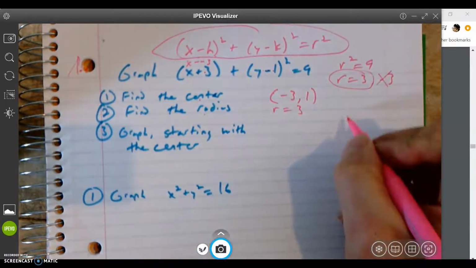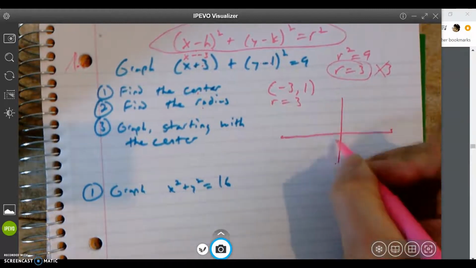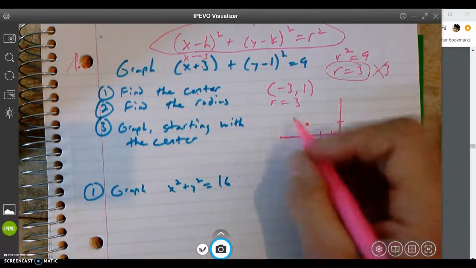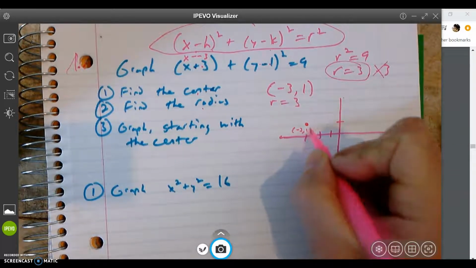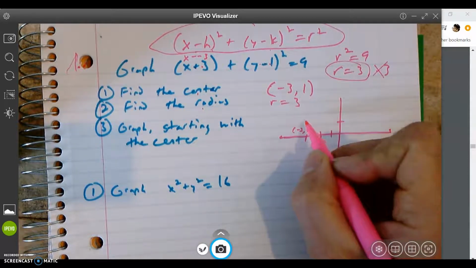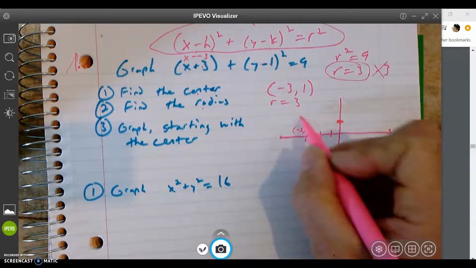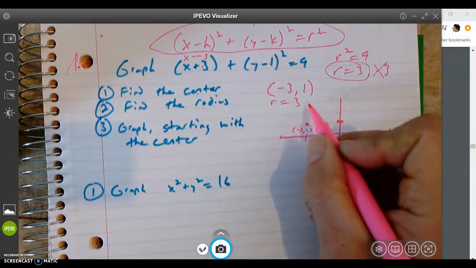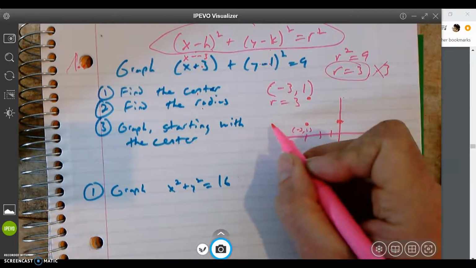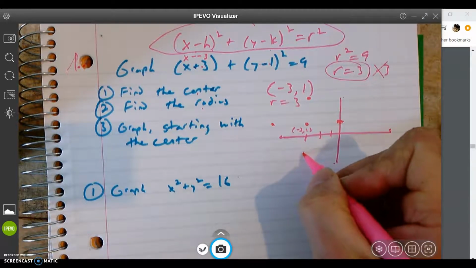Step 3, we have to graph. We don't have graph paper, but it's okay. So we start at negative 3, 1. Approximate as best as you can. So here's the center, and the radius is 3. I'm just going to count 3 right, then 3 up, 3 to the left, and 3 down. So I go 1, 2, 3, put a dot. 3 up, 1, 2, 3, put a dot, go back to the center. 1, 2, 3 to the left, and then 1, 2, 3 down, like that.